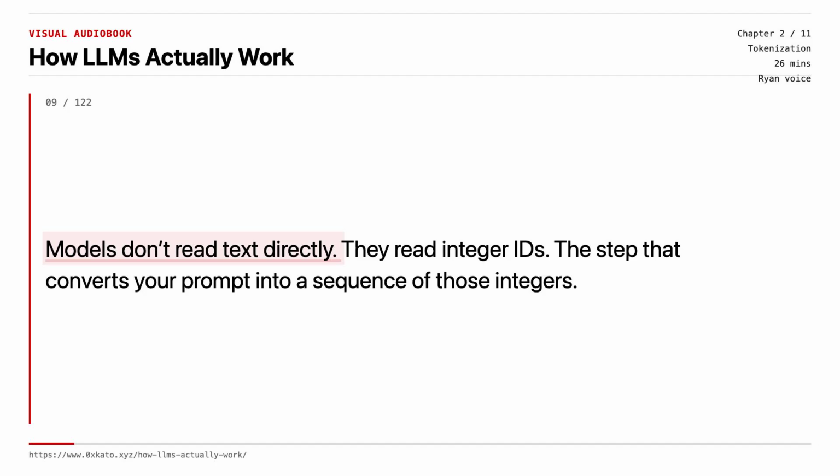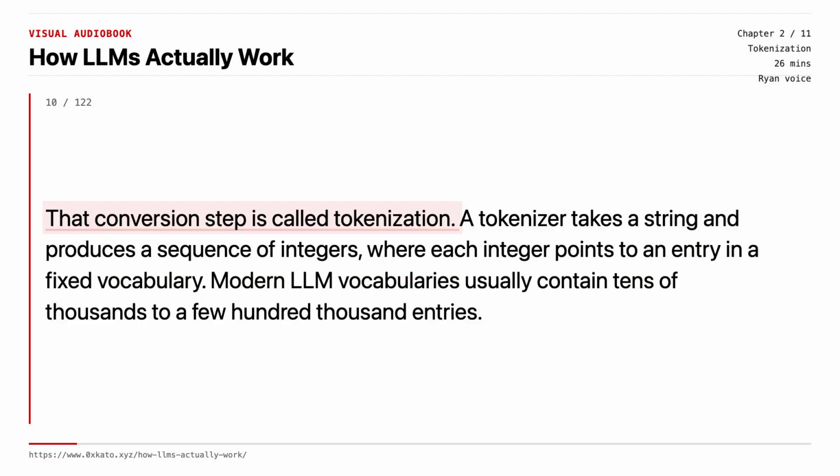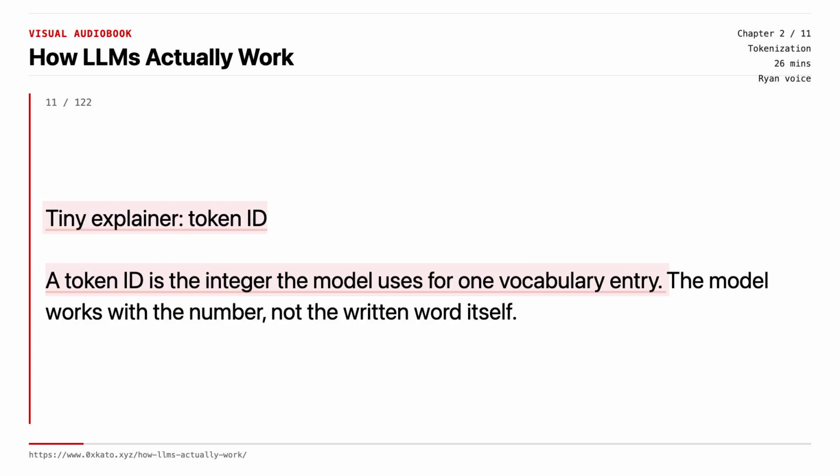Tokenization. Models don't read text directly, they read integer IDs, the step that converts your prompt into a sequence of those integers. That conversion step is called tokenization. A tokenizer takes a string and produces a sequence of integers, where each integer points to an entry in a fixed vocabulary. Modern LLM vocabularies usually contain tens of thousands to a few 100,000 entries. Tiny explainer. Token ID. A token ID is the integer the model uses for one vocabulary entry. The model works with the number, not the written word itself.